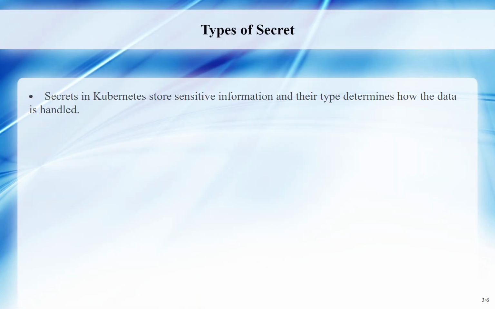Types of secret. Secrets in Kubernetes are used to store sensitive information such as credentials, tokens, or keys. When creating a secret, you can specify its type, which determines how the data is handled.